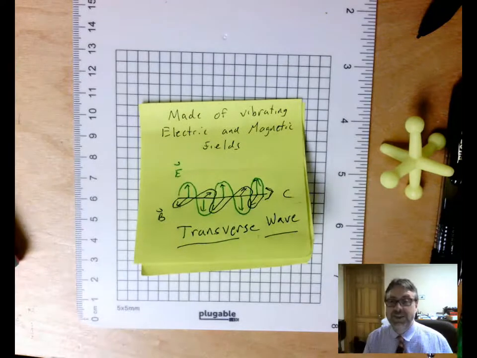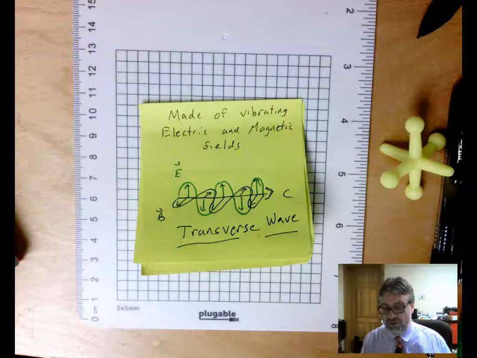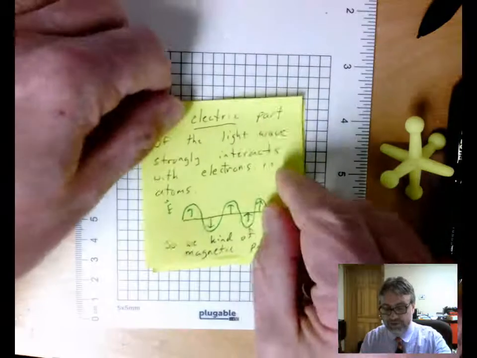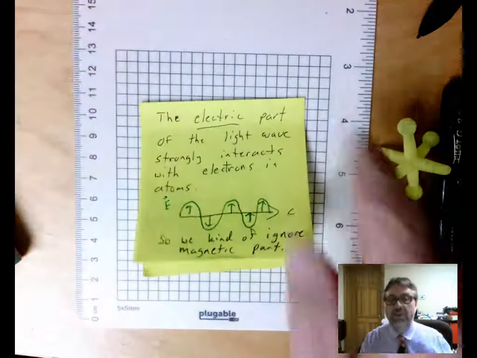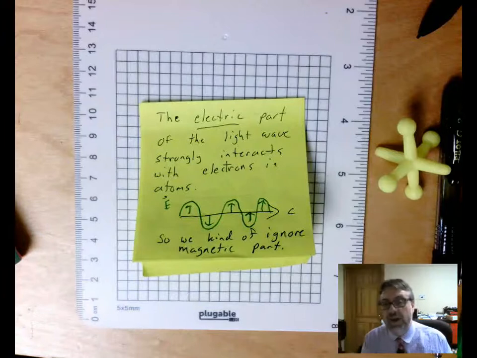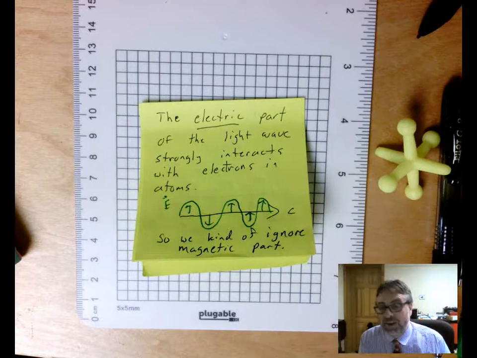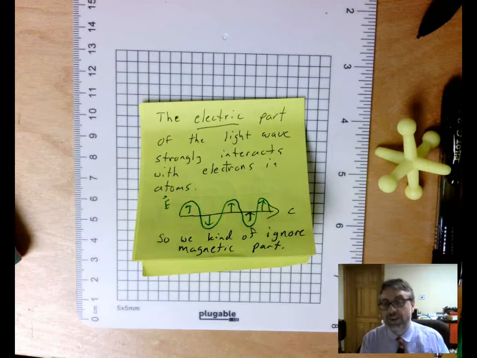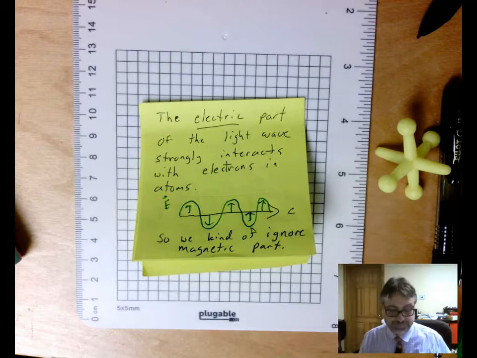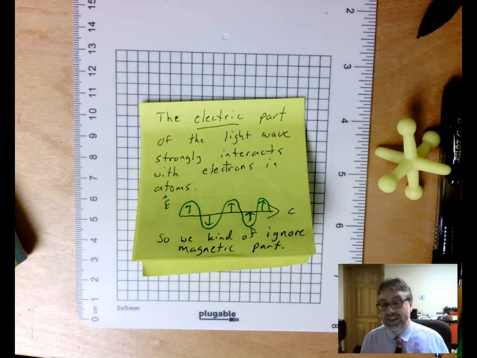But the interesting thing is, only the electric part of the light wave strongly interacts with atoms. That's because the electrons, which are negatively charged particles, are always on the outside of atoms. So when we talk about a light wave, we usually only consider the electric part, and we kind of ignore the magnetic part, because it's the electric part that's most strongly interacting with atoms. So what we're talking about today is polarization.